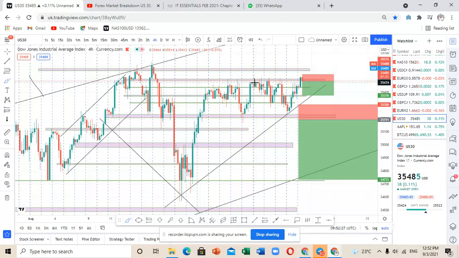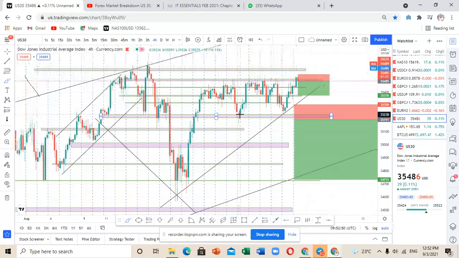For the better part of this whole week, we have been moving just up and down in between this point of resistance and this point of support. So the market, in short, has been moving sideways instead of moving up or down. The market has been moving in a constant way, in a point of consolidation.